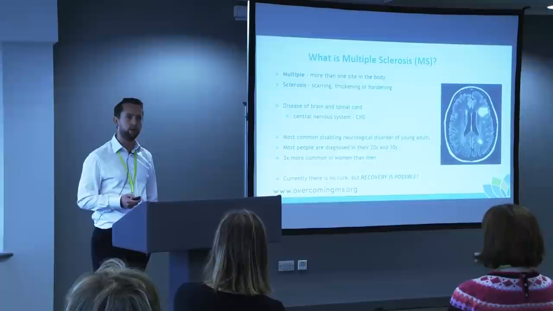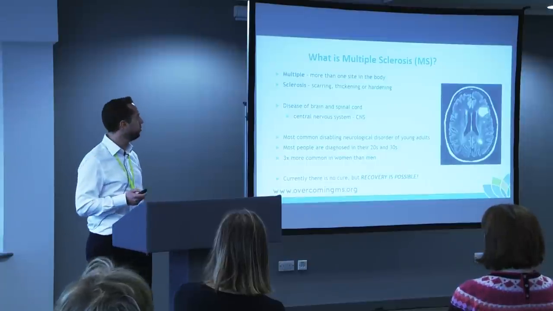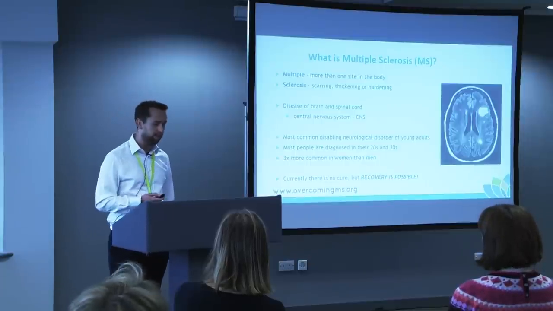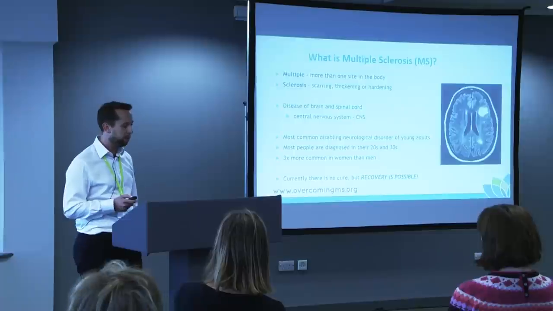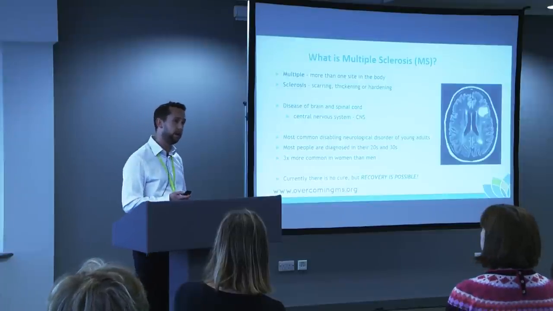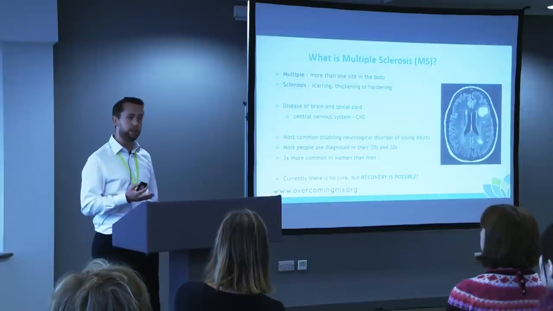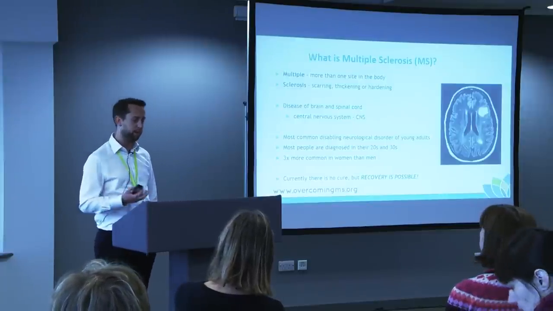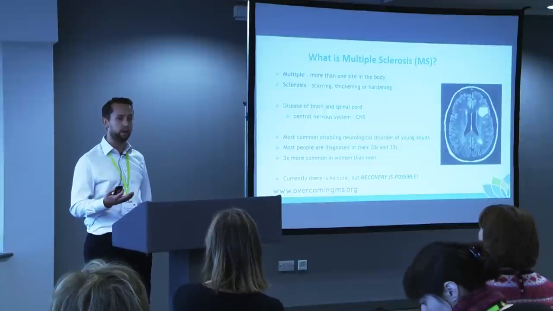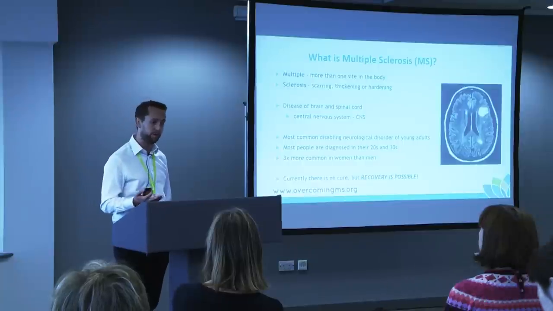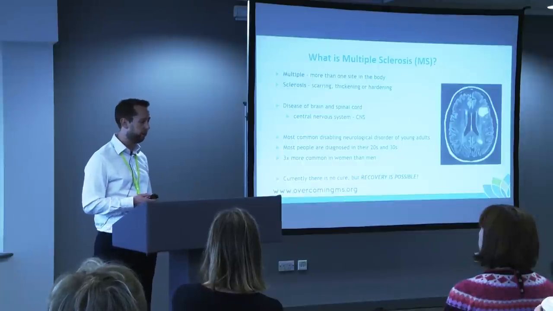So what is multiple sclerosis? Well, multiple in medical terms, as in real life, means just more than one site in the body. Sclerosis means scarring, thickening, or hardening. And that's not specific to the nervous system, which is where it happens in MS, but for example, in the heart, atherosclerosis, that's just thickening or scarring in the arteries of the heart. So it's not a specific term.